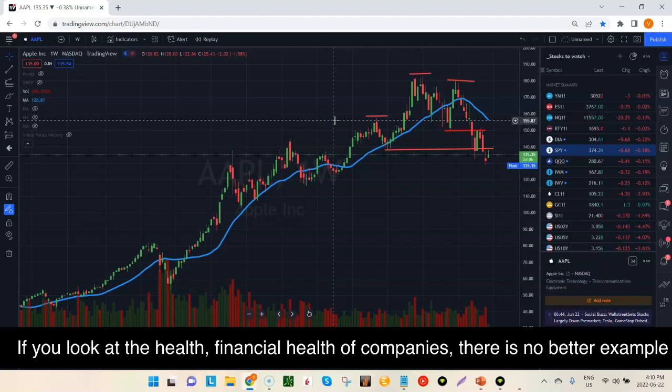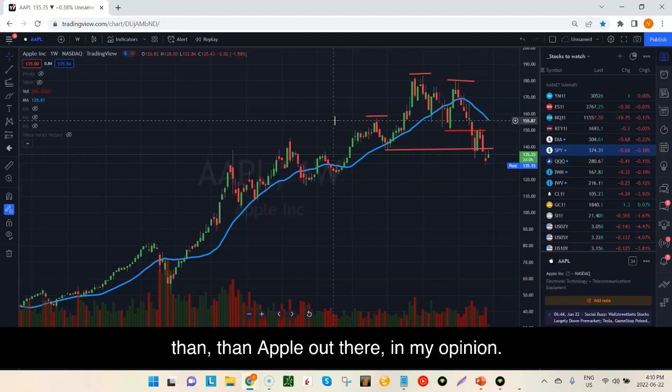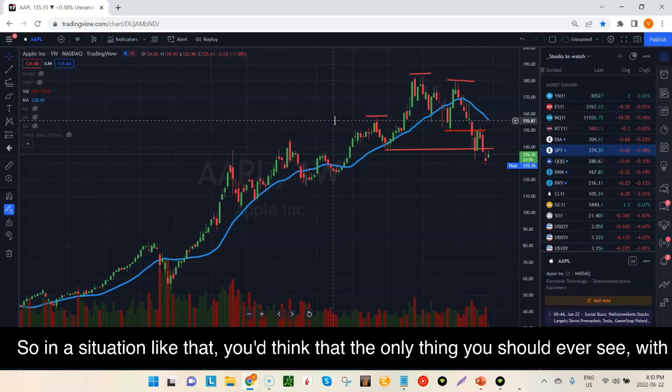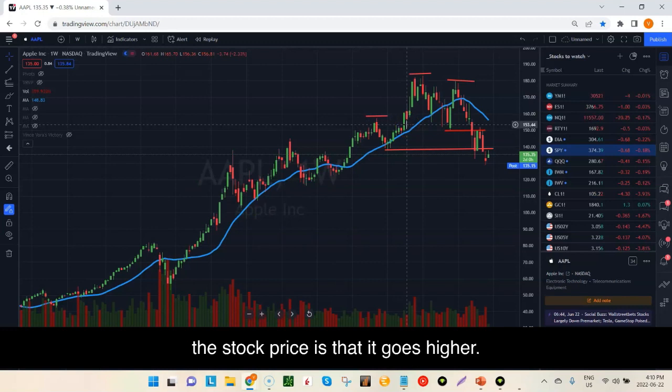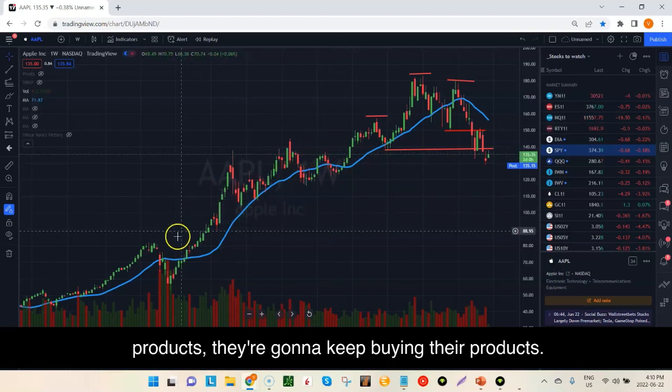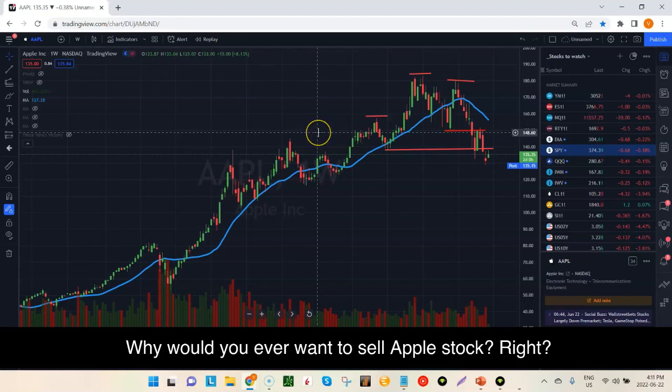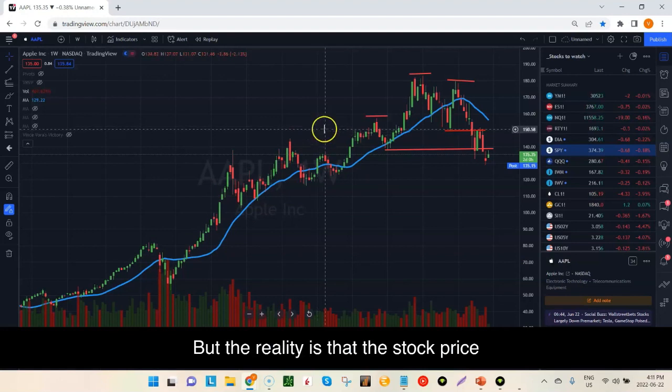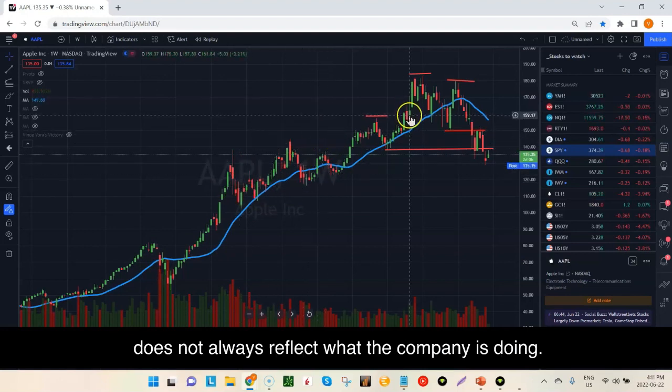If you look at the financial health of companies, there is no better example than Apple out there, in my opinion. So in a situation like that, you'd think that the only thing you should ever see with the stock price is that it goes higher. I mean, if they keep making money, they are financially sound, people love their products, they're going to keep buying their products. Why would you ever want to sell Apple stock, right? But the reality is that the stock price does not always reflect what the company is doing.